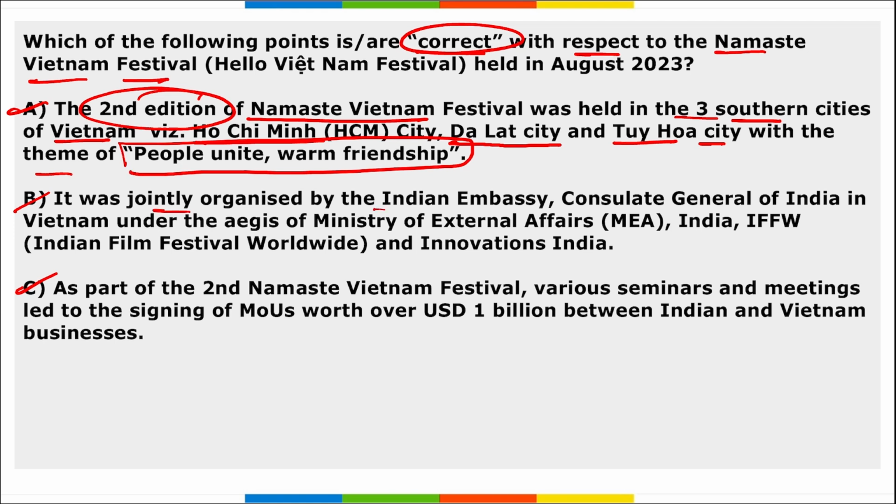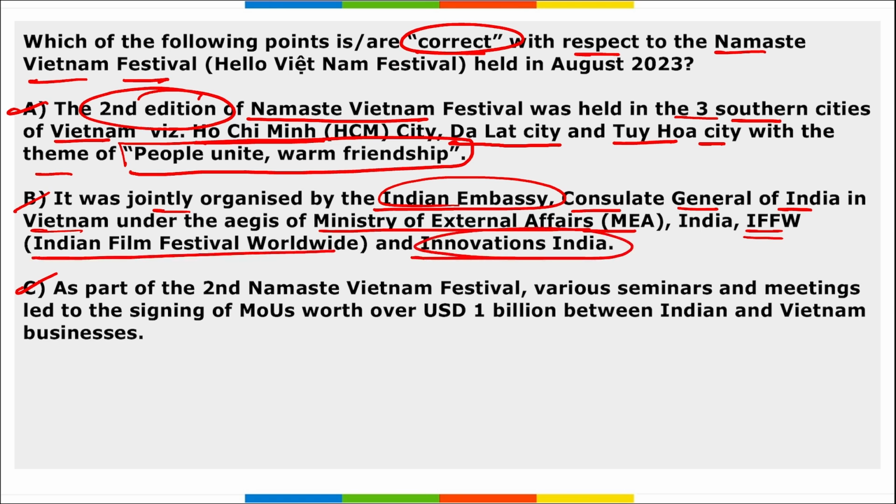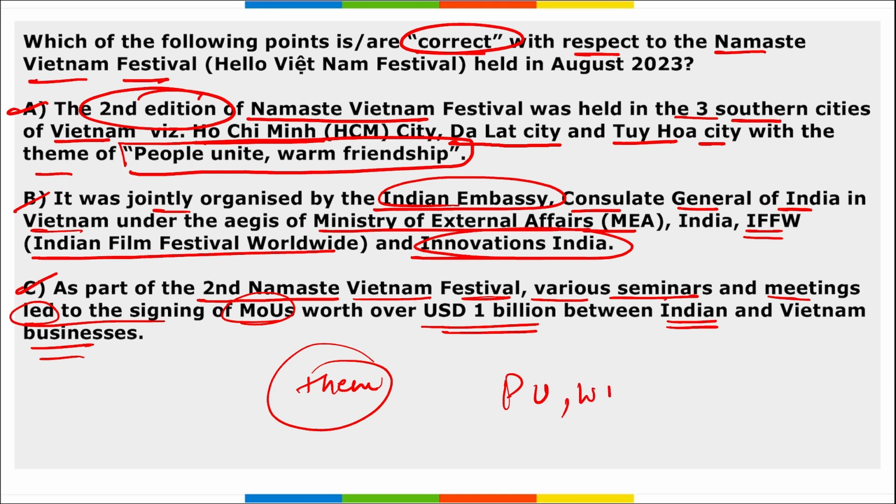It was jointly organized by Indian Embassy, correct, Consul General of India in Vietnam under the aegis of Ministry of External Affairs and Indian Film Festival Worldwide and Innovation India. So these 3 organizations together conducted this second edition of Namaste Vietnam that was held in these 3 cities. Various seminars and meetings led to the signing of the MOU worth $1 billion between Indian and Vietnam businesses. Correct? And the important thing is the theme that you need to remember, that is People Unite, Warm Friendship.